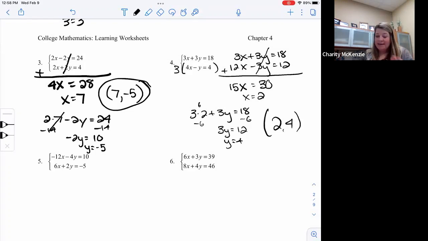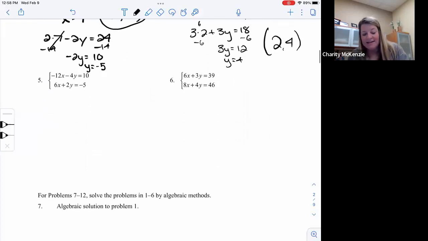All right, so elimination method, and I don't need to do 5 and 6, but you can times any row by anything. You can eliminate x's, you can eliminate y's. So like this problem 5, I could times by 2 right here. That would help these eliminate.